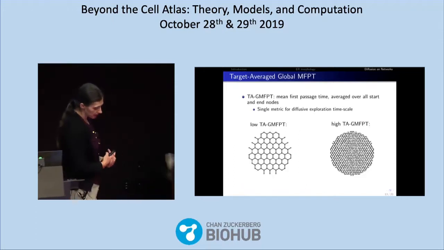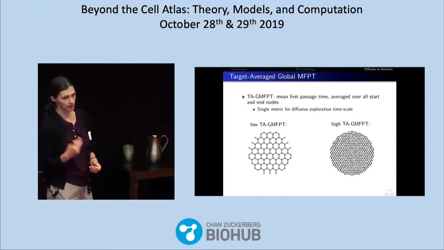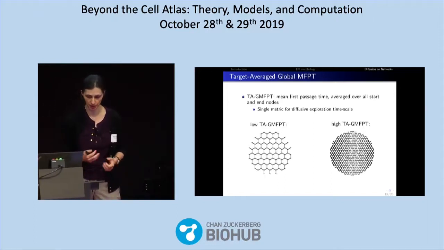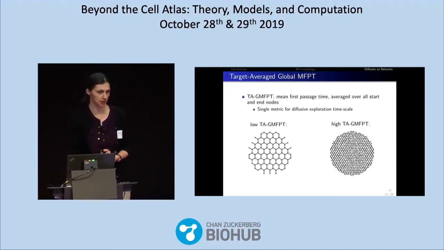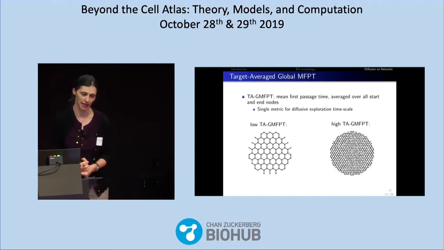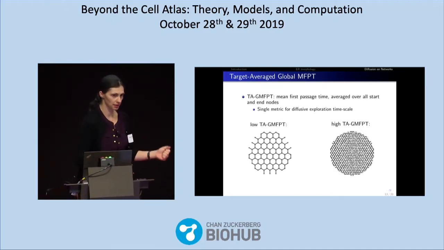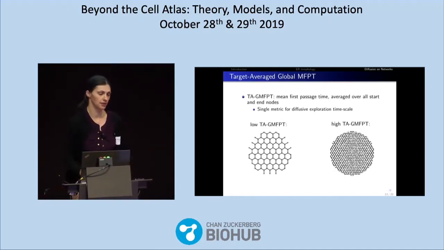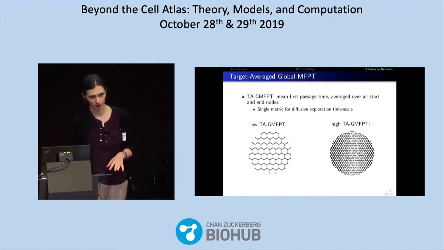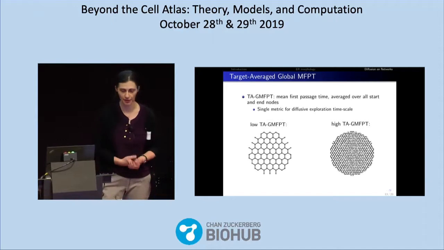Okay, so to take this one step further still, we wanted one single metric for how easy it is to explore a network by a diffusive process. And the easiest single metric we could pick is a target averaged global mean first passage time. So you look at starting on one node of the network to get to any other node of the network, what's the average time for that to happen, averaged over all starting positions, averaged over all target positions. So you get one number for a network.